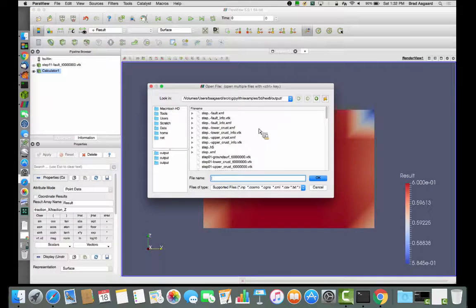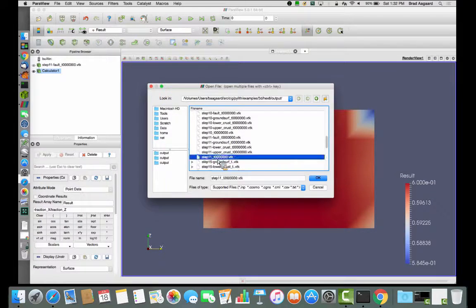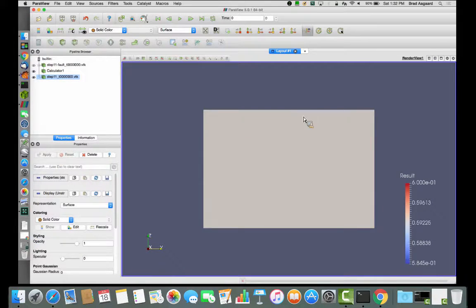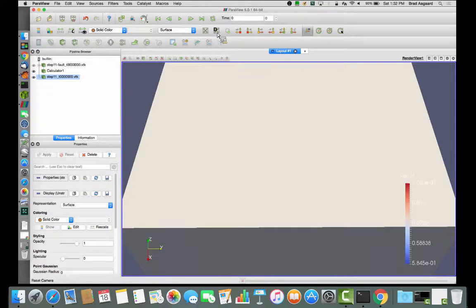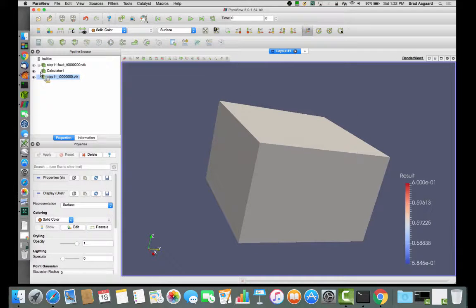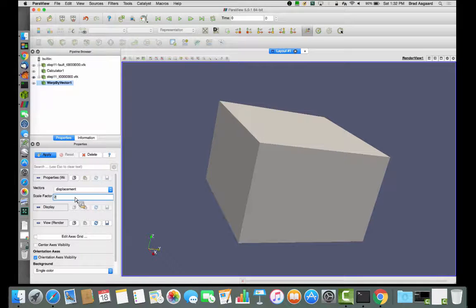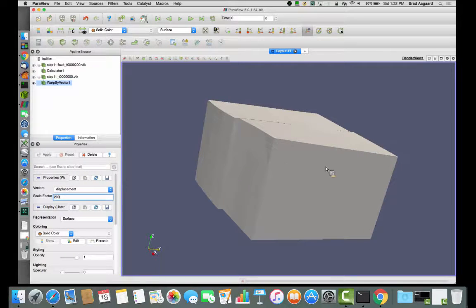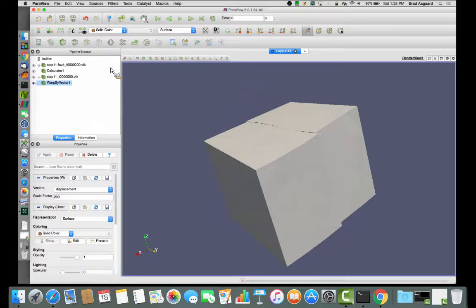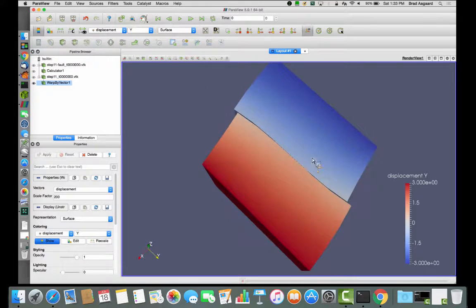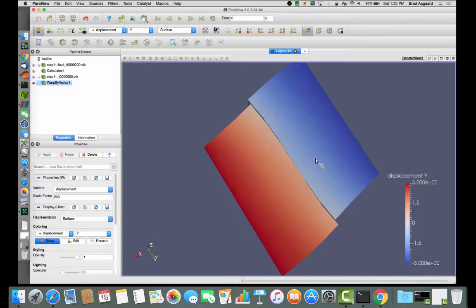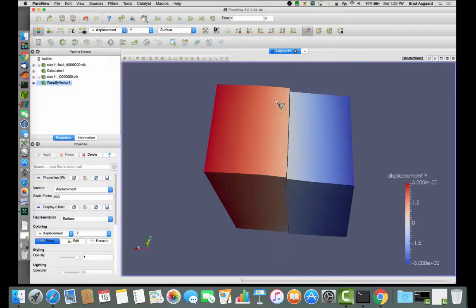So we know we slipped, but we don't know what the displacement field looks like. So let's, oops. Here's the 3D box, turn off that. Let's warp it by a factor of 200. And so there you can see, let's color displacement in the y direction. There you can see the offset in the faults. It goes all the way through our box.